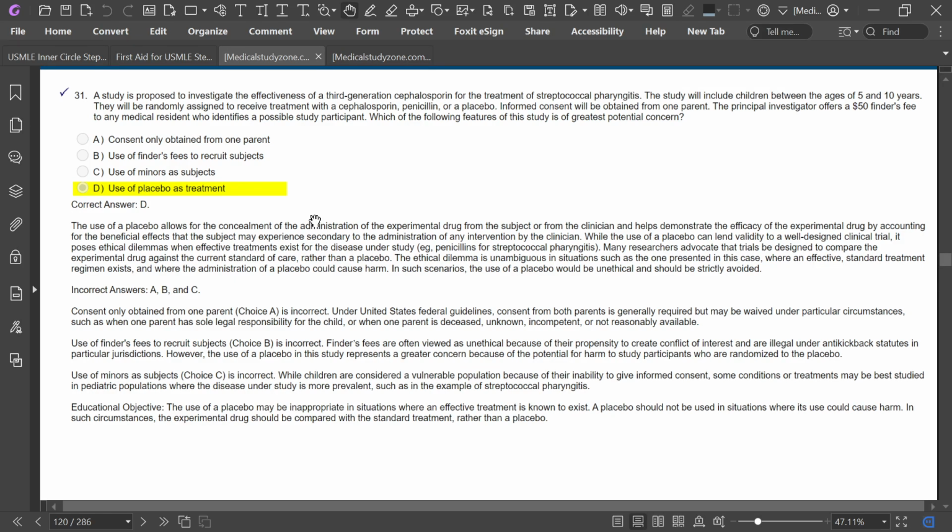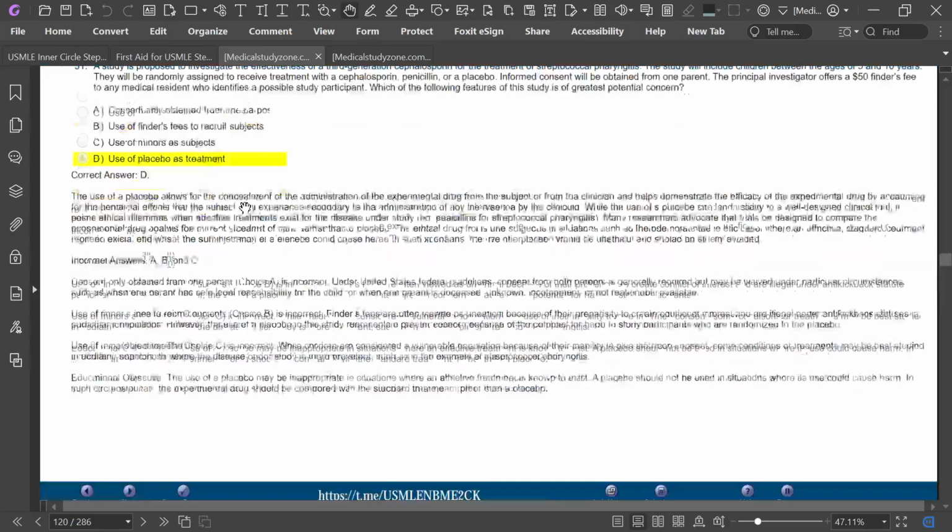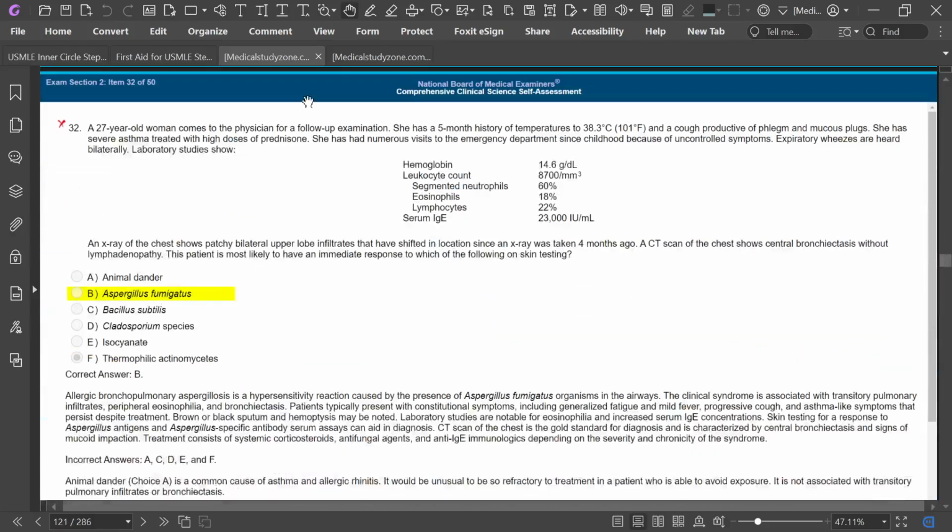A 27-year-old woman comes to the physician for a follow-up exam. She has a 5-month history of temperatures of 101 and a cough productive of phlegm and mucus. She has severe asthma treated with high-dose prednisone. She has had numerous visits to the ED since childhood because of uncontrolled symptoms. Respiratory wheezes are heard bilaterally.